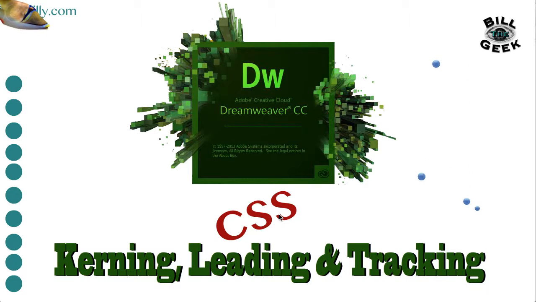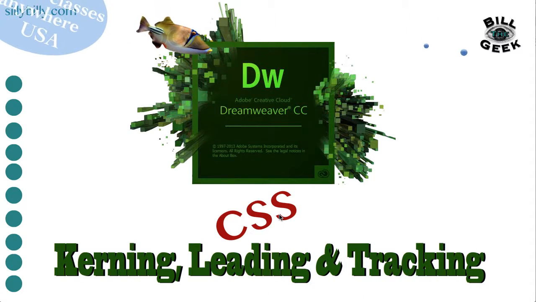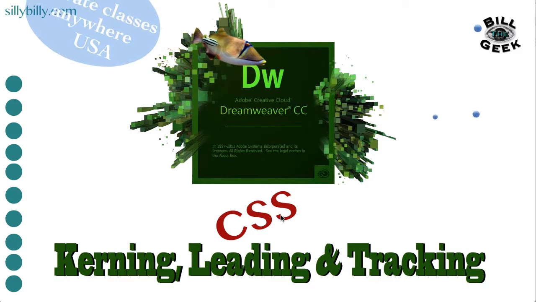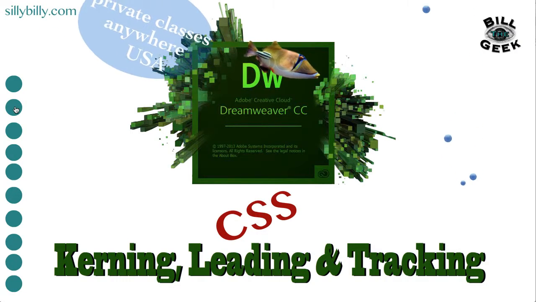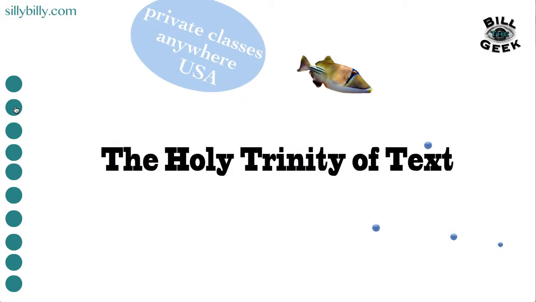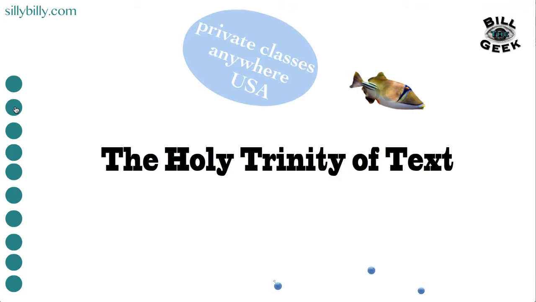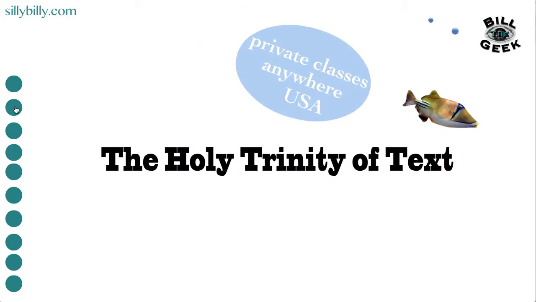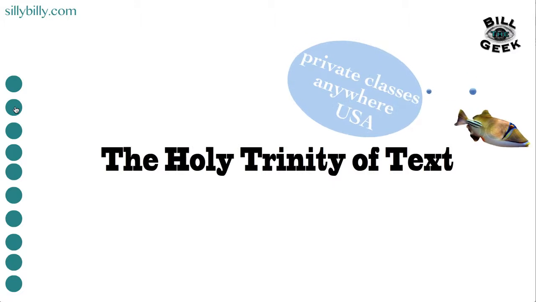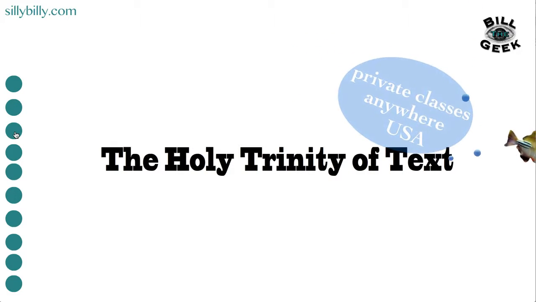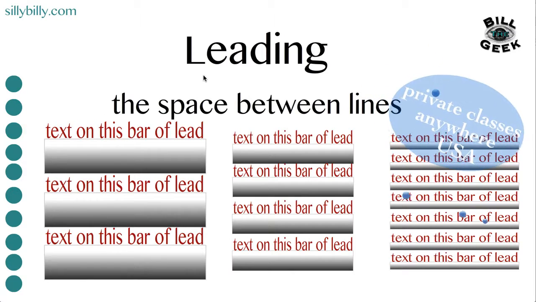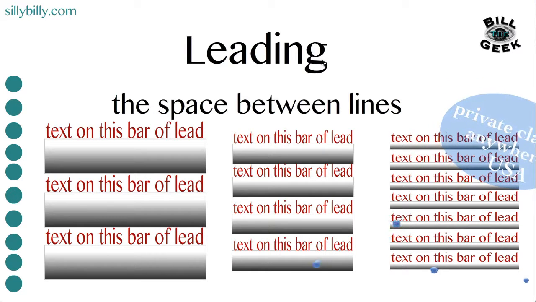And when it comes down to getting down and dirty with your text and fitting text exactly where you want it to go, this is very handy. In fact, some people call kerning, leading, and tracking the Holy Trinity of Text. So let's start out with something that really makes sense. And that's leading. And leading is the space between lines.